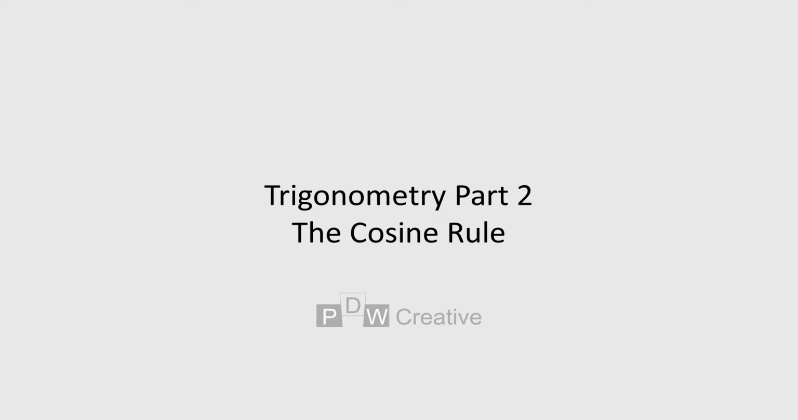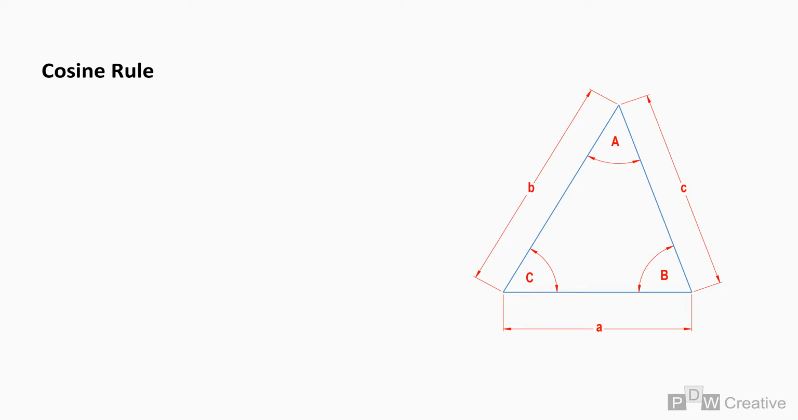This video is part 2 in a mini-series on trigonometry. In part 1 we focused on the sine rule. Here in this video we'll see how the cosine rule works. There are two basic equations to remember when calculating the sides and angles for non-right-angled triangles.